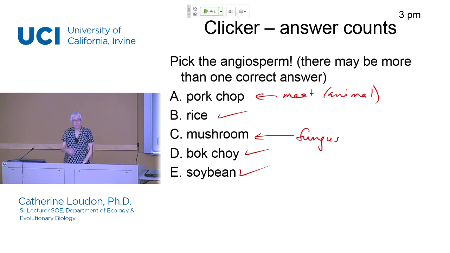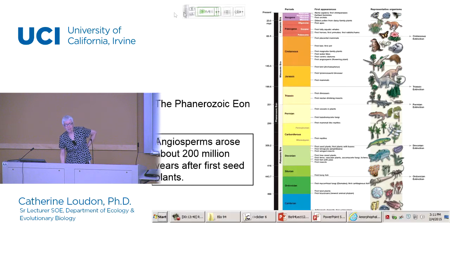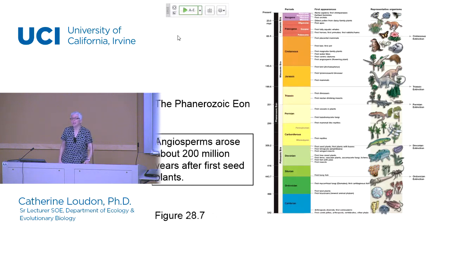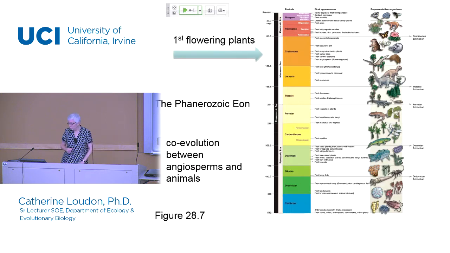So, as mentioned, 90% of the plant species on the planet at the moment are in fact angiosperms. So, this is a pretty recent development. How recent? Well, here we are, figure 28.7 from your textbook. Again, the Phanerozoic Eon. We're returning to that as our guidepost of thinking about the history of a very small number of major evolutionary innovations that have shaped life on the planet. And after the very first seed plants, which were the gymnosperms, about 200 million years went by before the angiosperms appeared on the planet. So that's really recent.